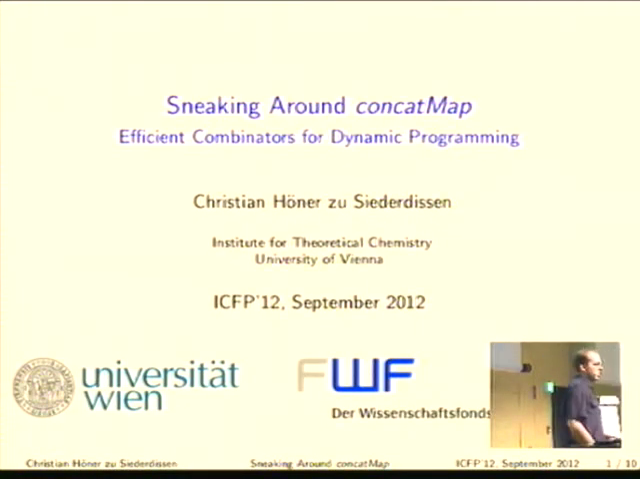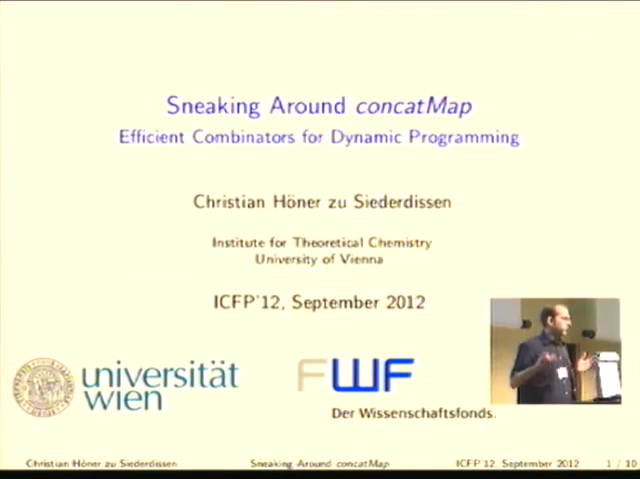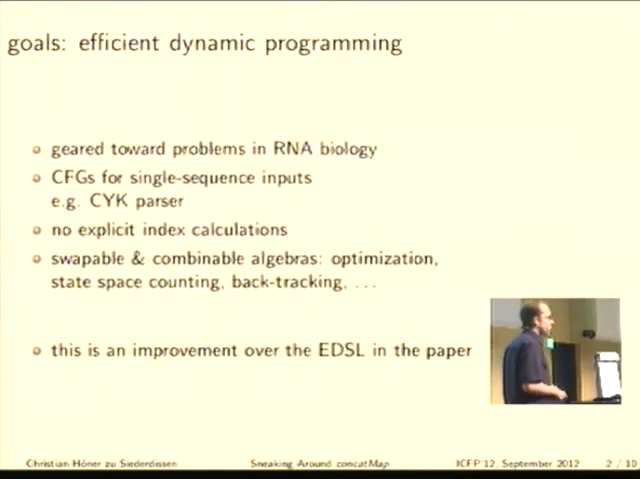Okay. So, I'm normally doing computational biology. I have a strong interest in Haskell, but I'm not a programming person per se, so this really is with an application. The goal for me was that I want to do efficient dynamic programming, especially geared towards RNA biology, as this is what I'm doing. And the types of problems I want to solve basically are that I have a single input sequence and I write a dynamic programming algorithm that can be transformed into a context-free grammar.